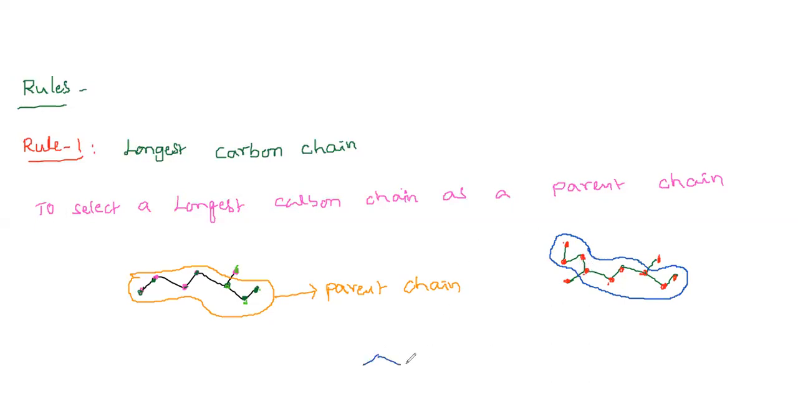All the students, please try this example at your level. You have to find out which one is the parent chain. Do it fast. Right, sir. So in this case, this one is the parent chain: 1, 2, 3, 4, 5, 6, 7, 8. The straight carbon system we consider as the parent chain because it has more carbons.